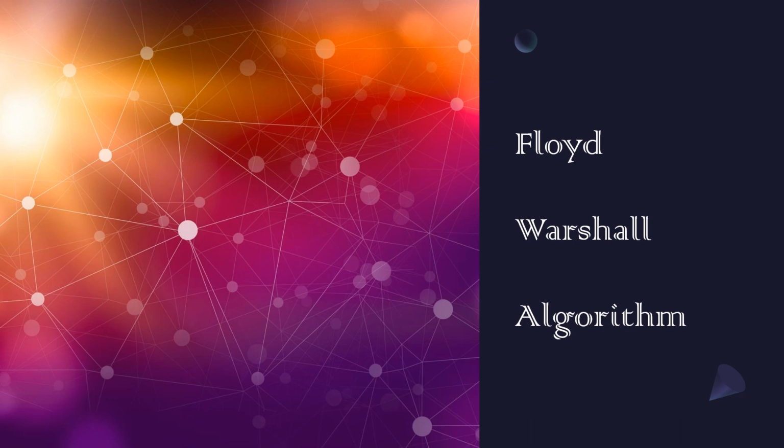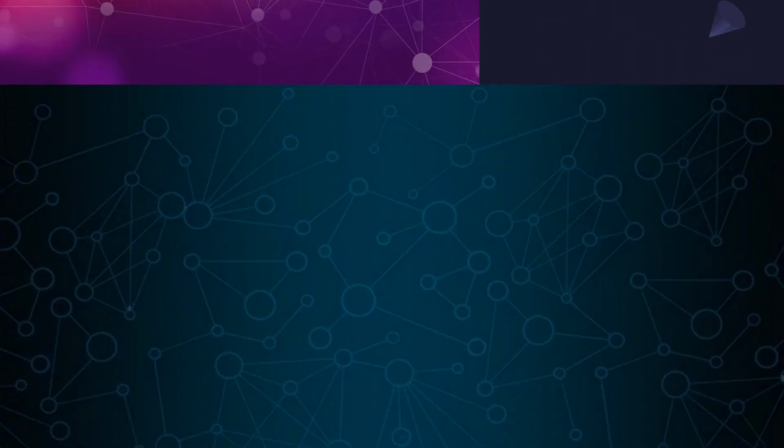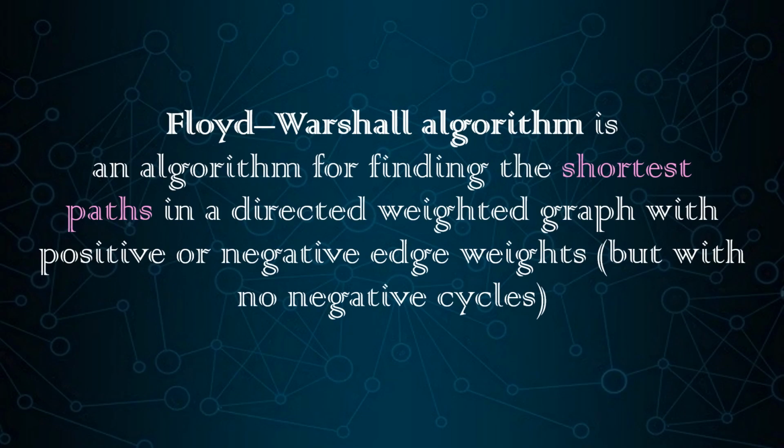This is my first video and in this video we shall discuss the Floyd Warshall Algorithm. Floyd Warshall Algorithm is an algorithm for finding the shortest paths in a directed weighted graph with positive or negative edge weights but with no negative cycles. Thus, the algorithm fails whenever there is a negative cycle in the network.